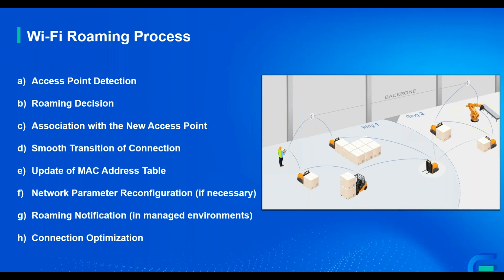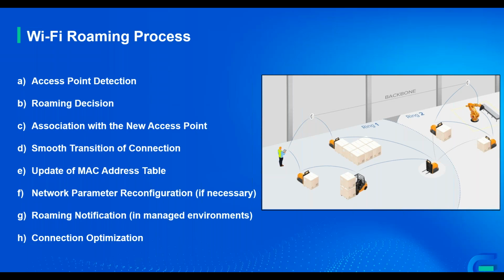The next step is the MAC address table update. The access point and the device update their MAC address tables to reflect the new association. The sixth step is the network parameter reconfiguration, if it is necessary in some cases. So there may be some adjustments in the network settings, such as assigning a new IP address, but roaming can be used keeping the same IP address. This depends on the network design and the network configuration.